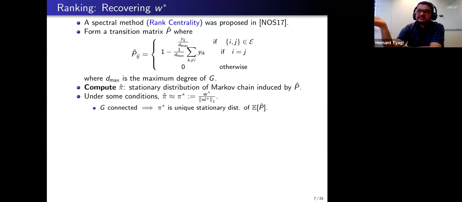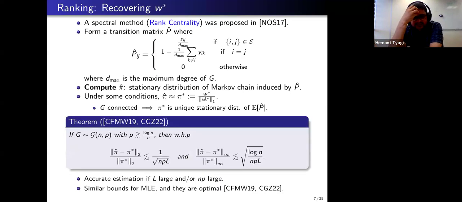But showing this precisely is not easy. And in fact, showing the right rate is not easy. And I want to mention the state of the art for this problem, which was shown recently by Yuxin Chen and others. I don't remember their names, and also Chao Gao and others who improved the result of Yuxin Chen.